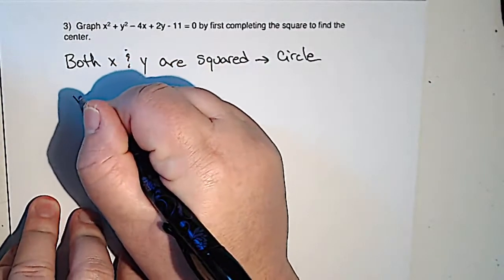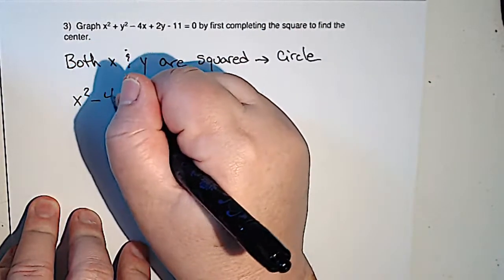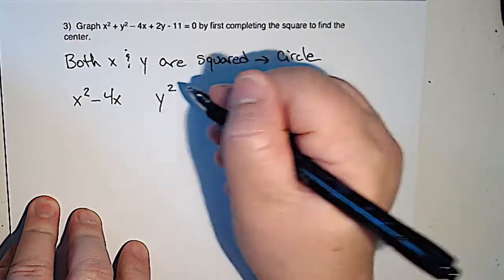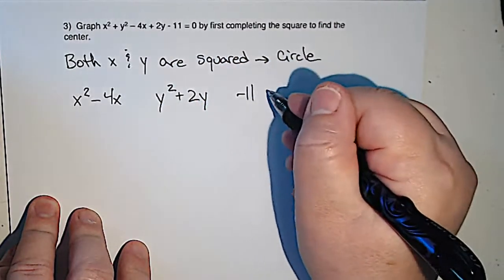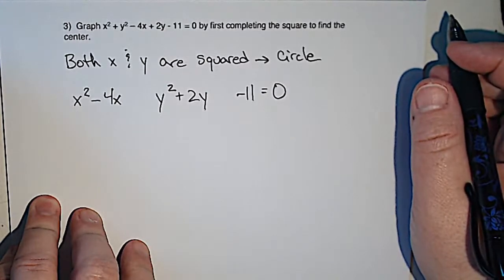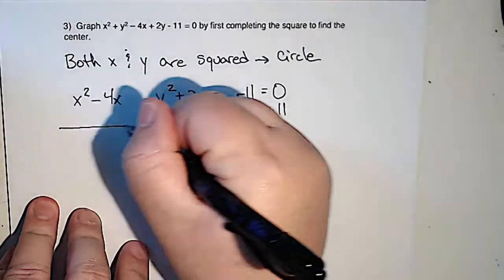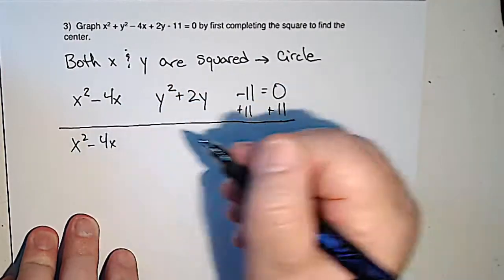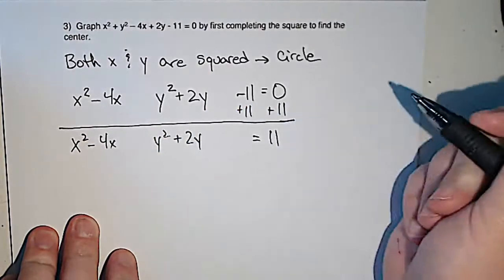So I've got x squared, and then I'm going to take the minus 4x and give myself some space. I'm going to take the y squared and the plus 2y, and then I've got the minus 11 equals 0. First thing I'm going to do is get the minus 11 over to the other side. So I've got x squared minus 4x, y squared plus 2y, and 11 on the other side.